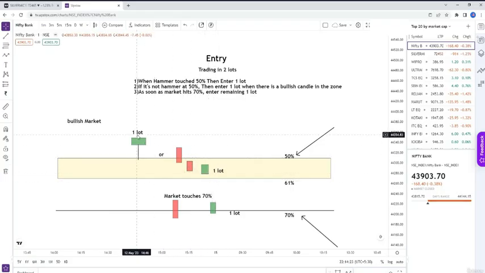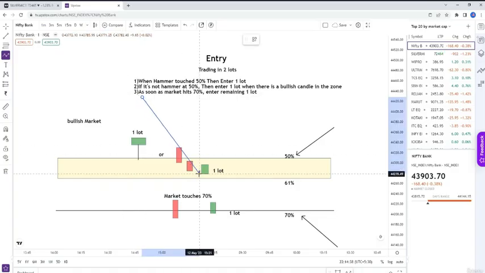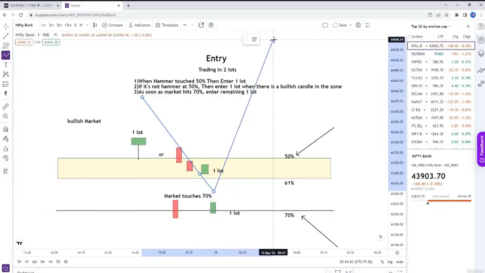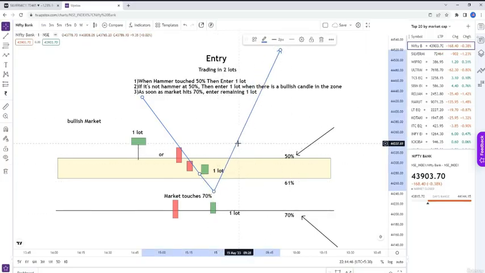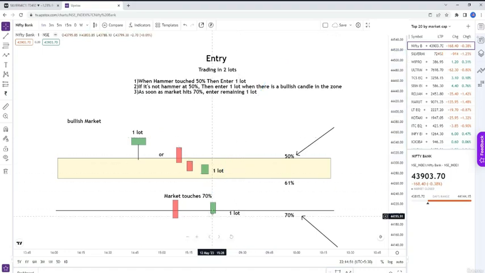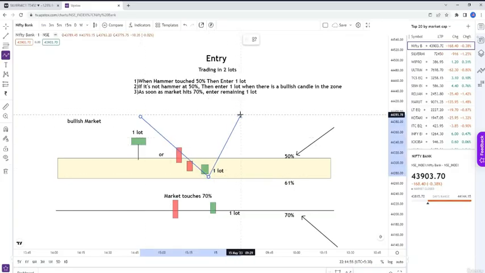So if a hammer forms, enter the lot as soon as it makes the hammer. If it does not make a hammer while coming to this zone, then wait for the first bullish candle for one lot. In some scenarios it comes like this, makes a first bullish candle, you enter here, it comes here but doesn't touch the 70% and goes and hits the target. In that case, you will be in the trade with one lot only, which means 50% only. You will never enter the second lot here, because sometimes it goes like this before hitting the target and again comes back, so take your lot and it hits the target again.